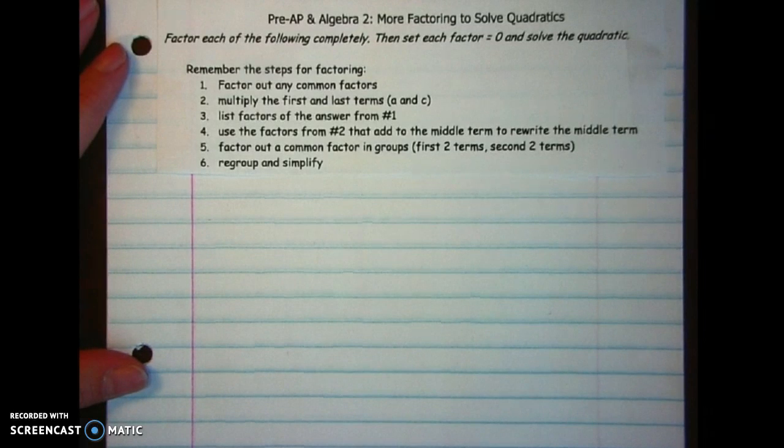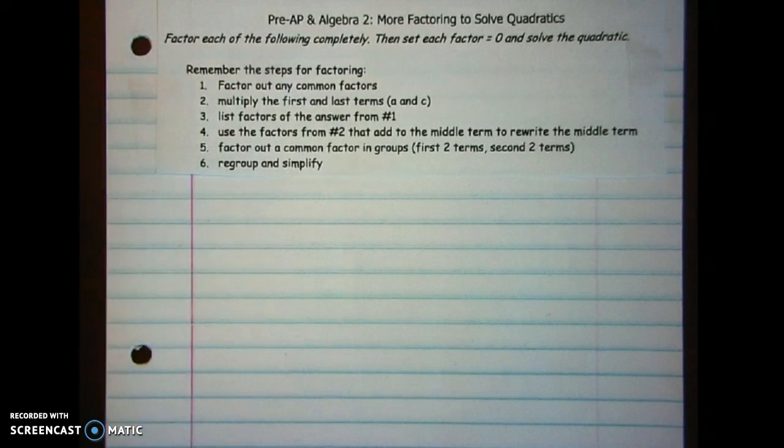We will work on more factoring examples. Remember from the previous video that the steps to factoring using the grouping method are to factor out any common factors. In fact, you should do that regardless of the factoring method you are using. Then multiply the first and last terms, what we call A and C. List the factors of A and C and use the factors that add to be the middle term. Rewrite the middle term, factor out a common factor in groups of two terms, first and last, regroup, and simplify.